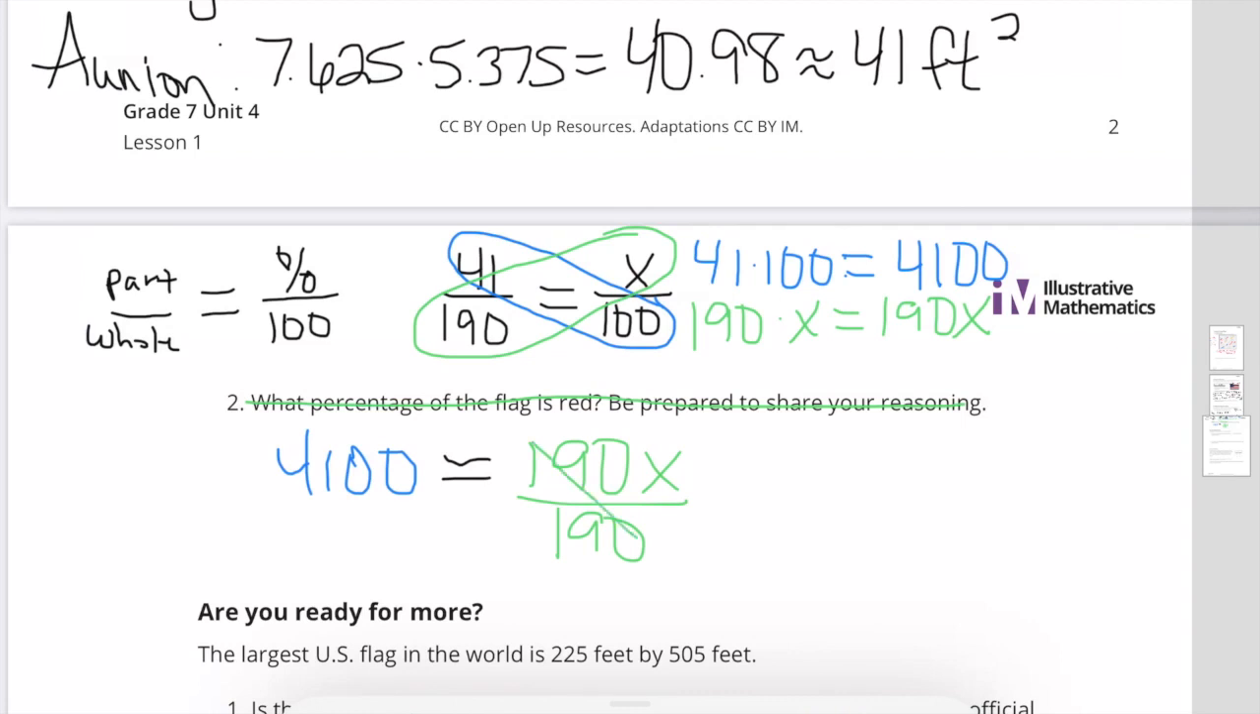So 190 divided by 190 is 1. So that leaves me with 1x. And then I have to do the same thing over here because it's an equal sign. So I have to keep it balanced. If I do something to one side of the equal sign, I have to do the same thing on the other. So 190 would have to be divided over here as well. Okay, so I have 4,100 divided by 190, which gives me what?